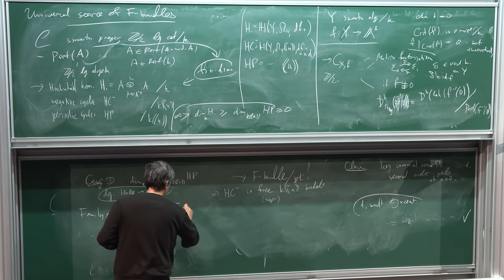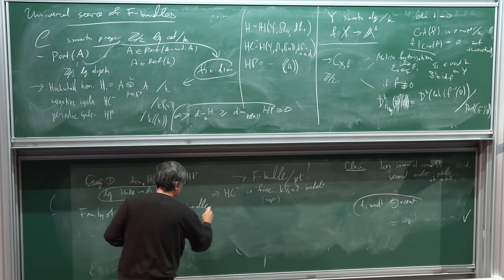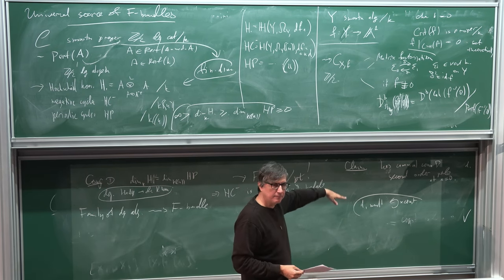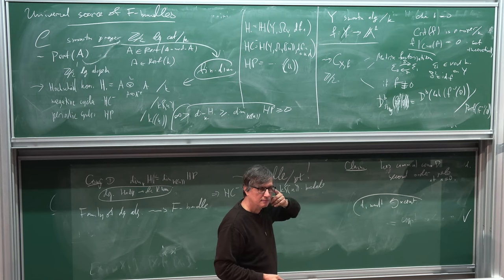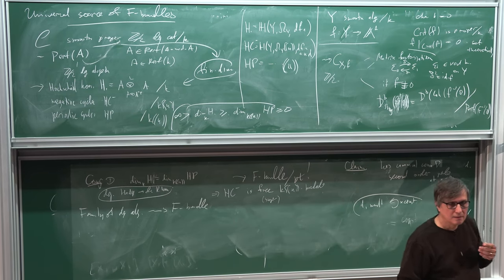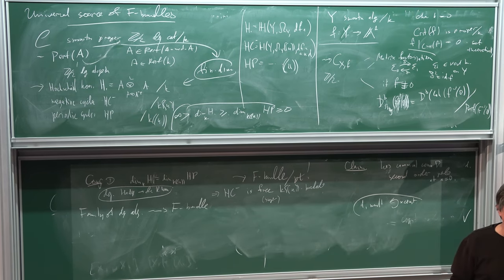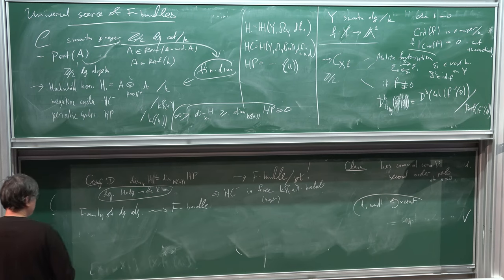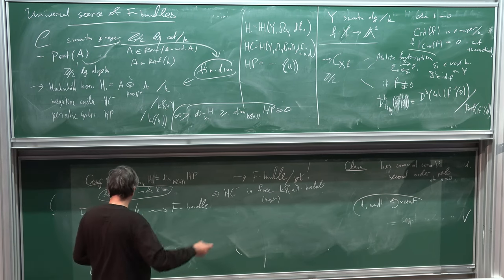Sorry, once again: you multiply the differential in the differential graded algebra A, and what do you do with the multiplication? Both the differential and the multiplication are multiplied by the same constant. In general, if you have A-infinity algebras, there are higher products. The equations are homogeneous for A-infinity algebras, so you just rescale the multiplication. So you get this family of algebras, you get F-bundles.